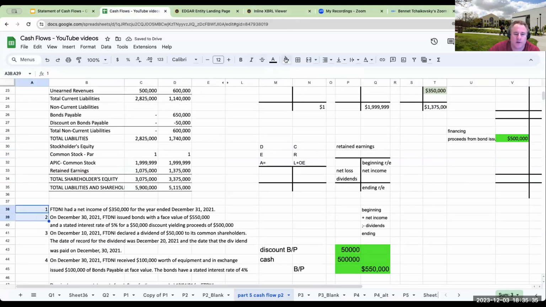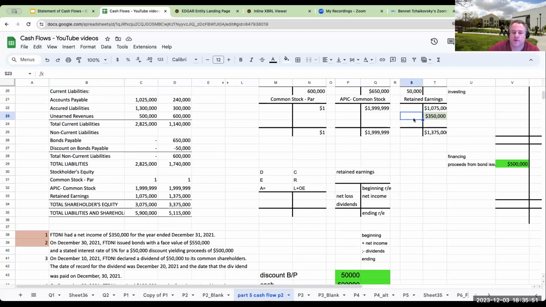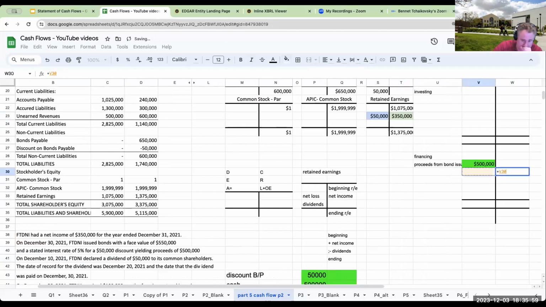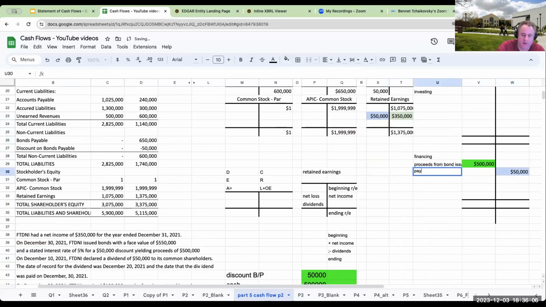So let's take a look at our next one up for bid. December 10th, we declared a dividend of 50 payable to its common shareholders. The date of record and the date of payment was December 30th. So if I have a dividend, where is that going to go? Well, dividend is going to go into the statement of retained earnings, right, as a debit. For every debit, I need a credit. When I'm paying a dividend, this is going to go into the financing section. And we're going to call this basically a payment of a dividend.